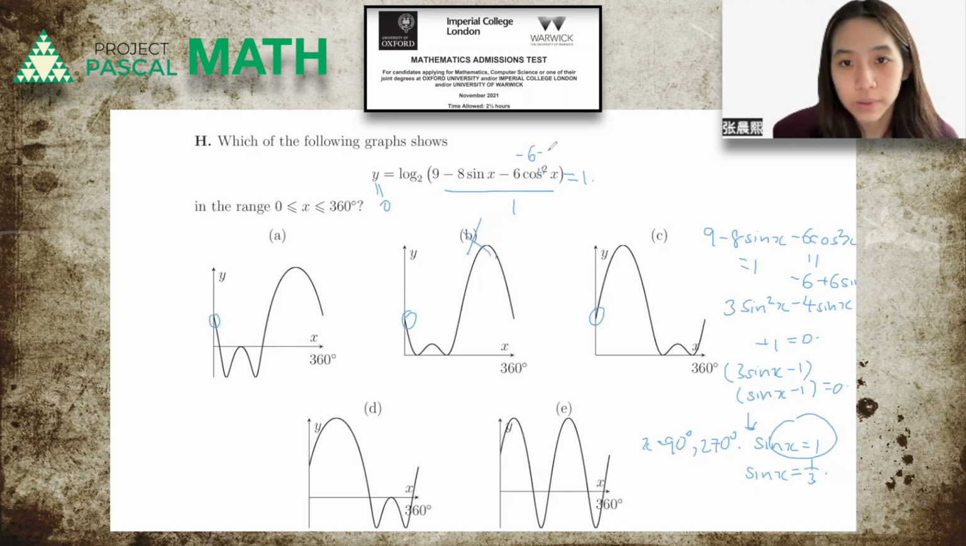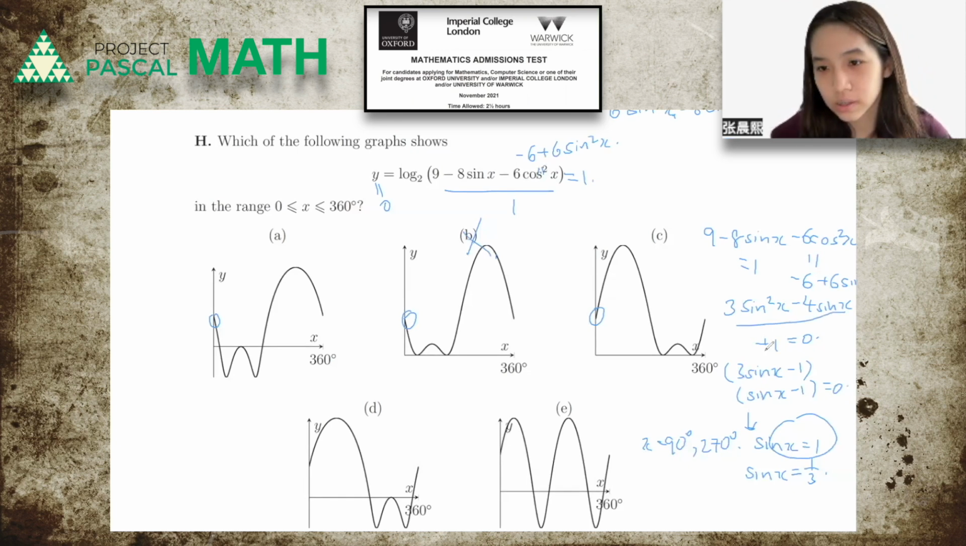Let this be minus 6 plus 6 sine x squared, 6 sine x squared minus 8 sine x plus 2 equals to 0, which does make sense. So it does give you this, and you can sort of get that x equals to 90 degrees and x equals to 270 degrees is where it crosses.